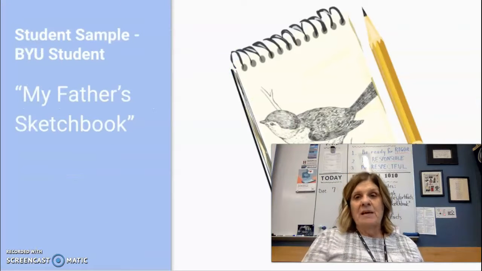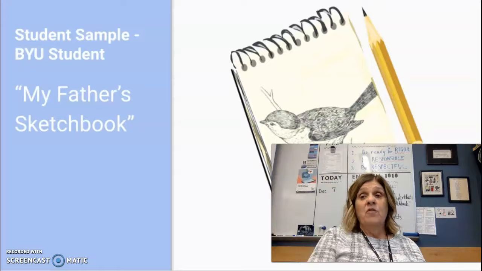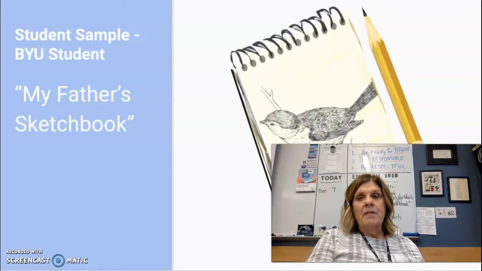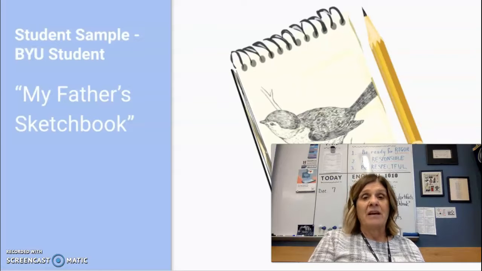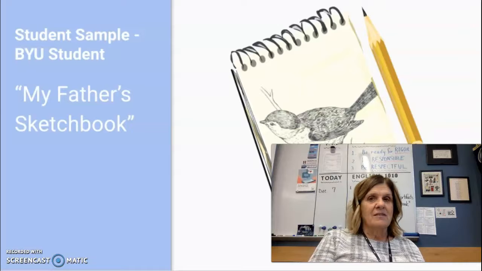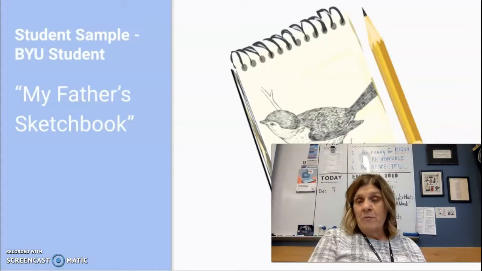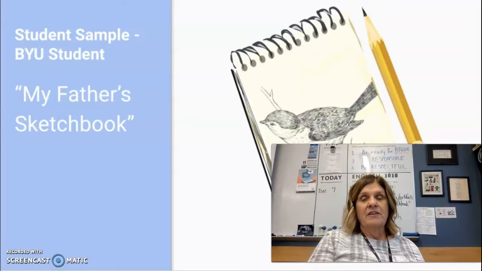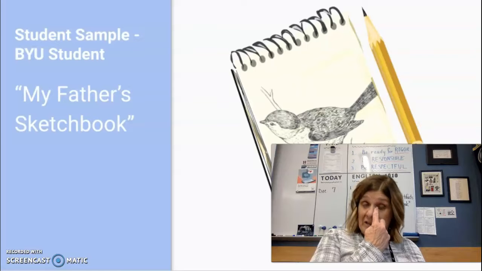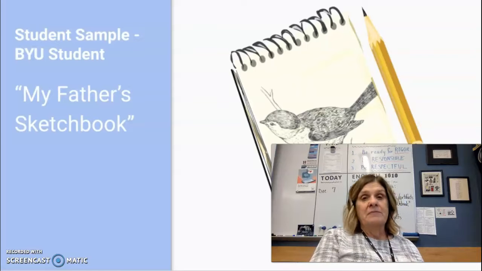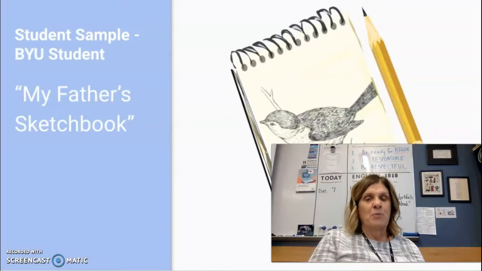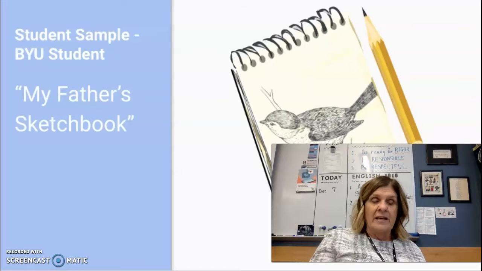To illustrate an example of using an artifact for a reflective essay, each one of you in class should have received a copy of this article, My Father's Sketchbook. If you're not with us, I don't have a hard copy or an electronic version of it. It's by a student from BYU. This is the essay that she wrote for her reflective essay for her beginning writing class at the Y. It is a good example, kind of a springboard, of what I'm looking for when you write your essay.